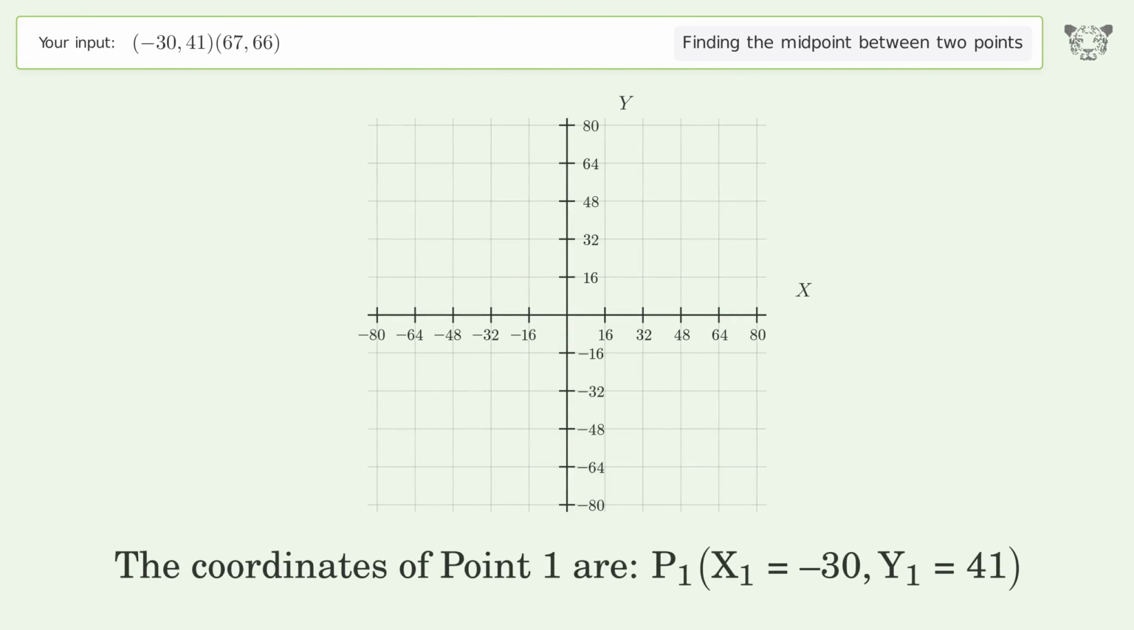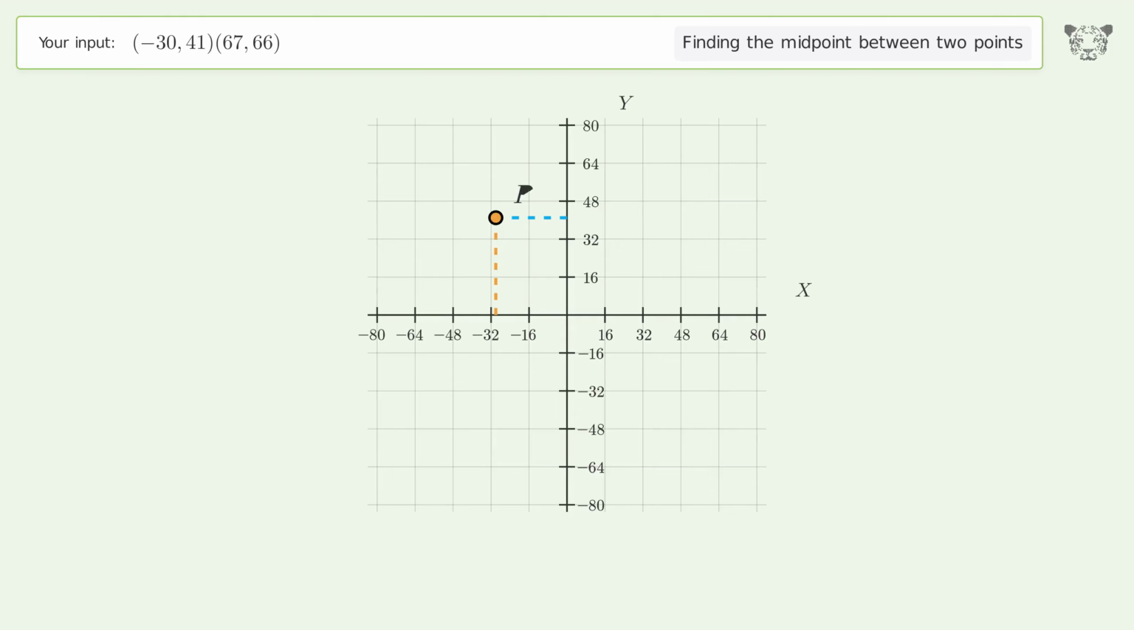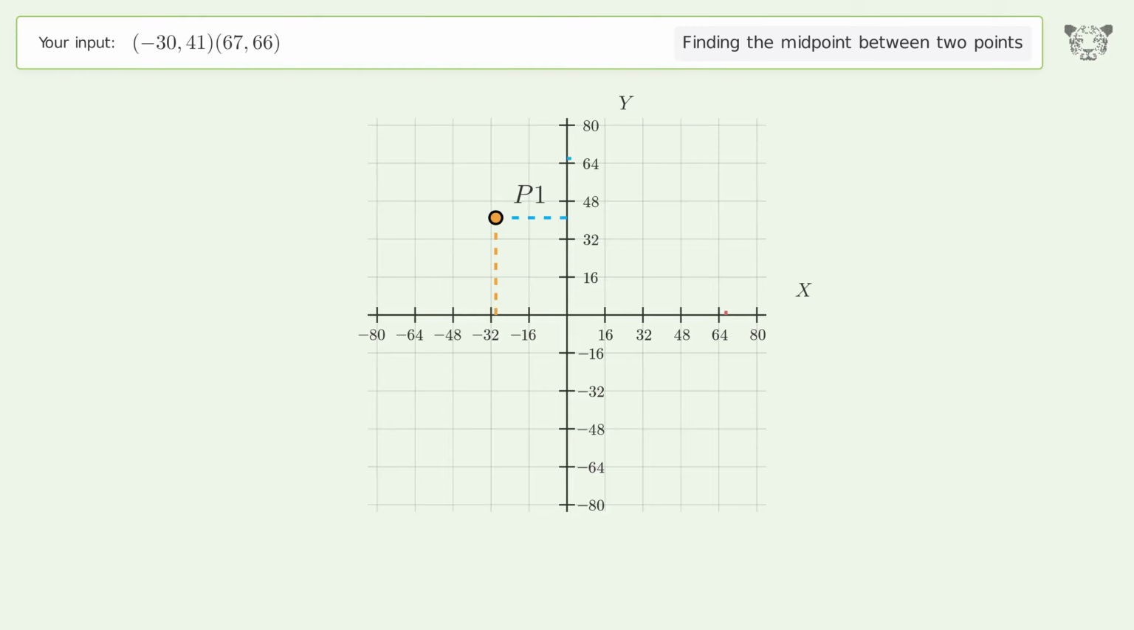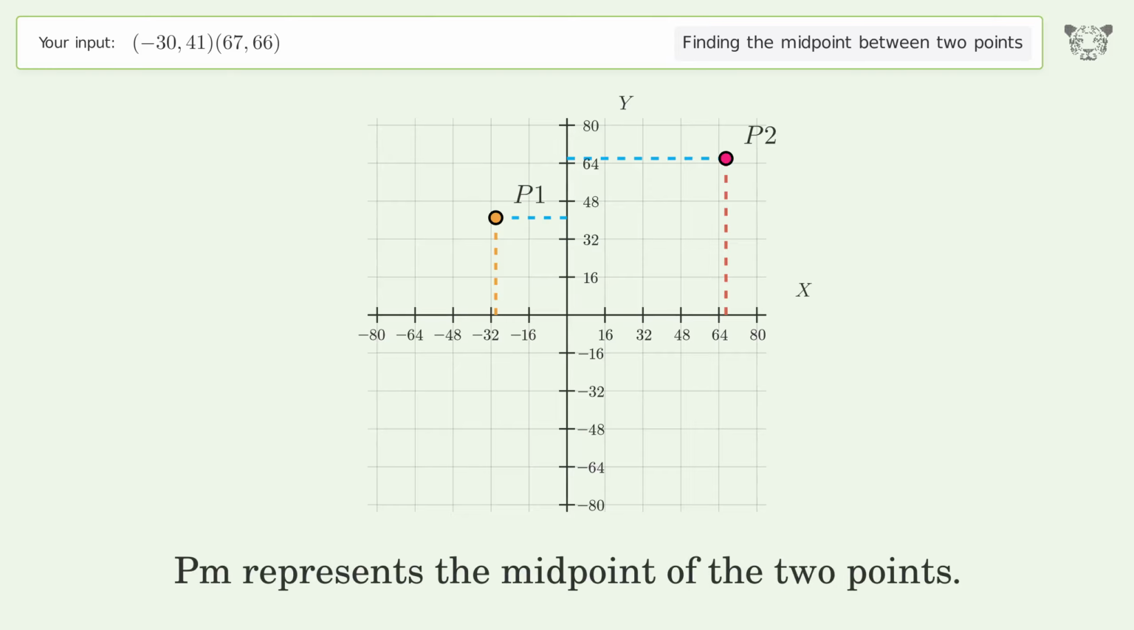The coordinates of point 1 are x1 equals -30, y1 equals 41. The coordinates of point 2 are x2 equals 67, y2 equals 66. PM represents the midpoint of the 2 points.